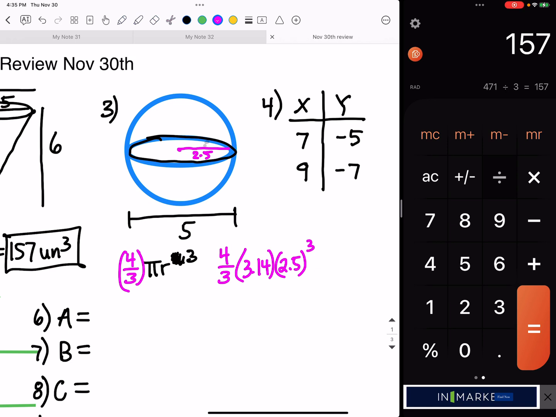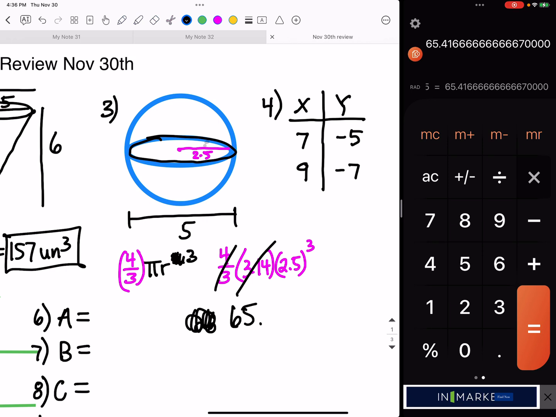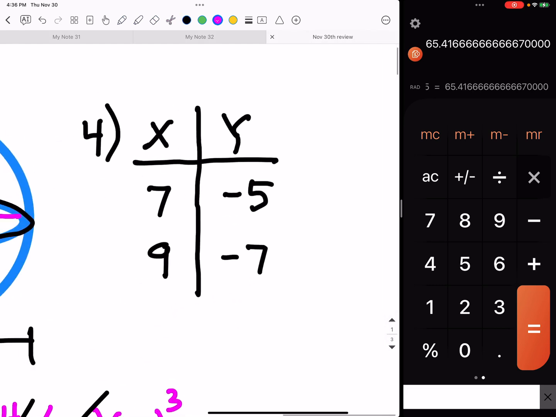Okay, 4 divided by 3 equals, so there's my 4/3, times 3.14 equals, so I times by that. And now I got to times by 2.5 three times. Times 2.5 times 2.5 times 2.5 equals 65.42. We'll make it to the nearest hundredth, because the 6 helps me round up the next one. Units cubed.